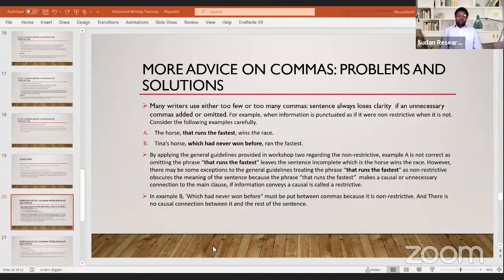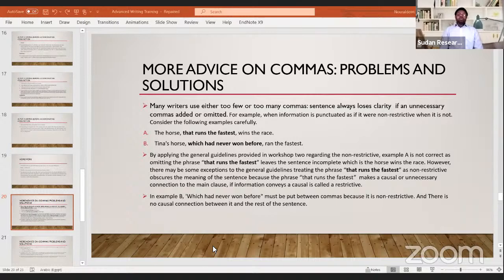Many writers use either too few or too many commas. A sentence always loses clarity if you use commas where they're not supposed to be, or if you omit them, you neglect them. That also means you will lose the clarity of the sentence or of its meaning. To reduce comma errors, whenever information is added to a main clause, the right decision must be made. Errors often occur, for example, when information is punctuated as if it were non-restrictive when it is not.